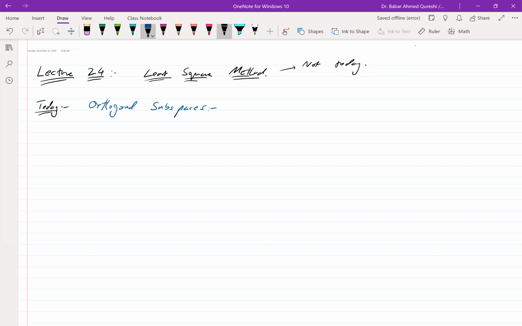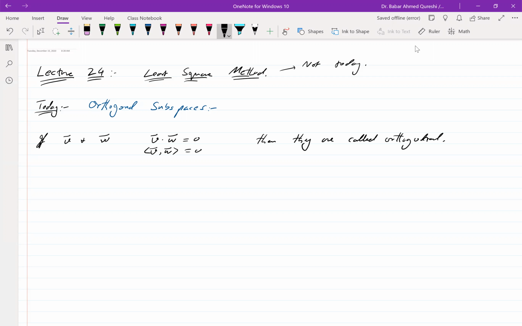So what are these? Now, we know what we mean by two orthogonal vectors. If V and W have zero scalar product, you can write it this way or write it this way, then they are called orthogonal. This is just a reminder.